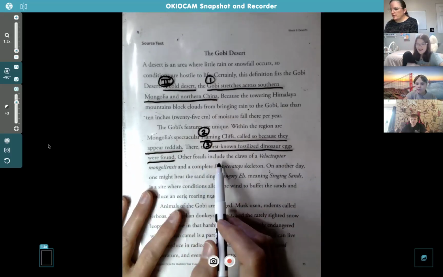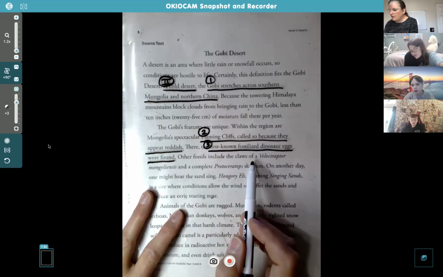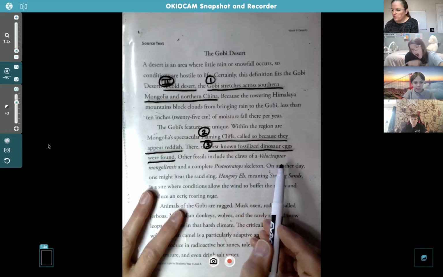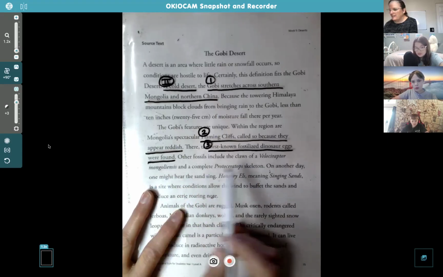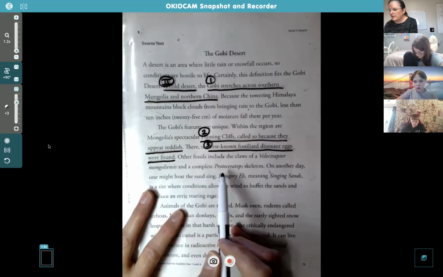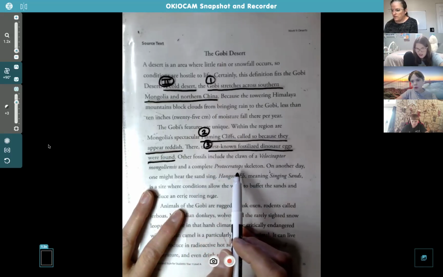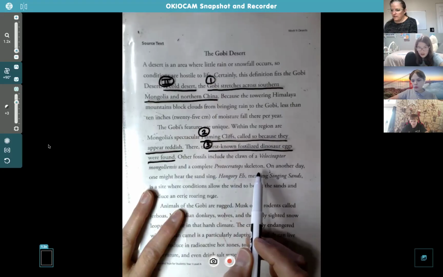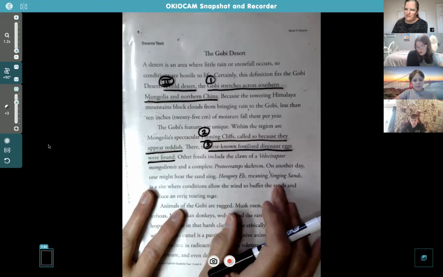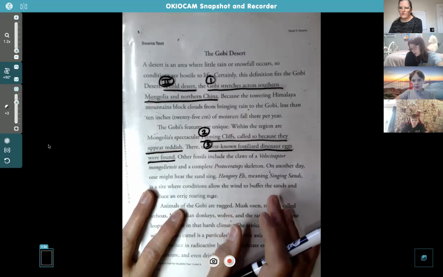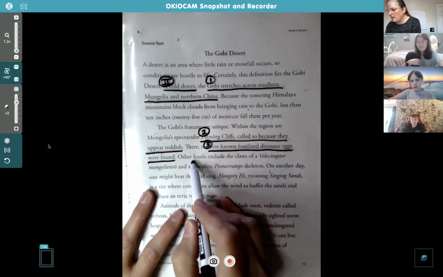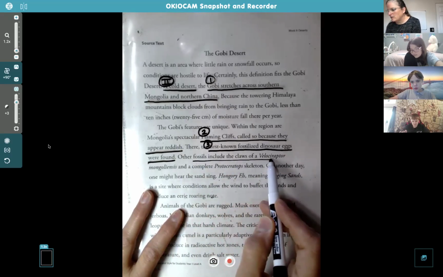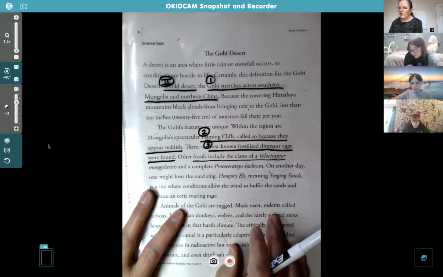Other fossils, including the claws of a velociraptor, how cool is that? Mongoliensis, that's the name of that, and a complete Protoceratops skeleton. I think the claws part of that sentence is pretty cool, and I know what a velociraptor is. Those are pretty awesome dinosaurs. Do you guys know about that one? The velociraptor? So I'm going to underline fossils include the claws of velociraptor.